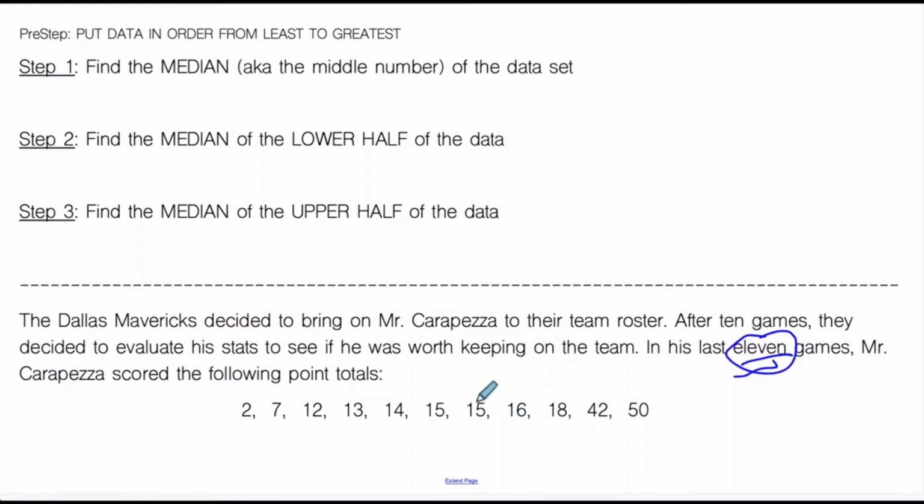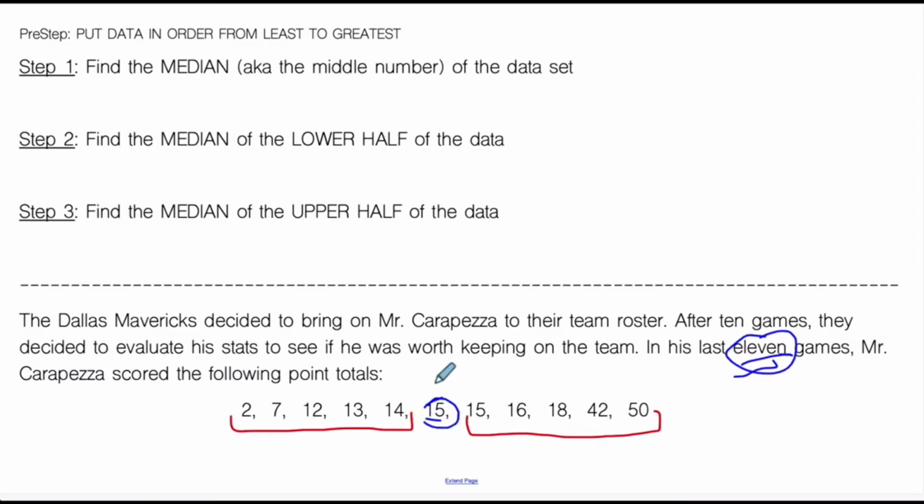Did it for you. Step 1, find the middle number. So the middle number of this data set, if we count into the middle, is this 15 right here. That's my median of the entire data set. Now I have an upper and a lower half of data, and as our last 2 steps, we're going to find the middle of this, and we're going to find the middle of this.